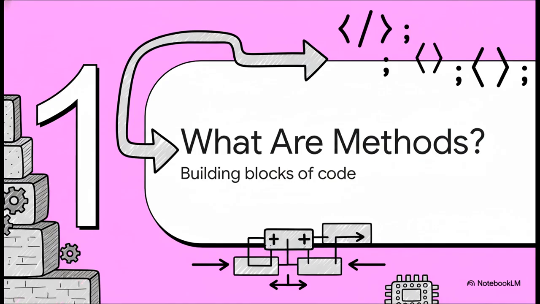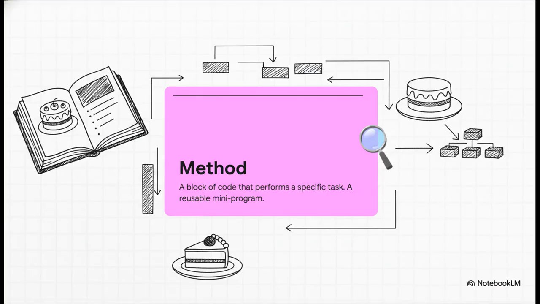Okay, first things first. Before we can get to any of the fancy stuff, we really need to get the groundwork right. So let's break down what methods are and why they are the absolute building blocks of any decent program. So what is a method, really? Well, you can think of it as just a block of code that does one specific thing. The best analogy is a recipe in a cookbook. You write the recipe for a chocolate cake just once. Then anytime you want a chocolate cake, you just follow that recipe. You don't have to figure it all out from scratch every single time.